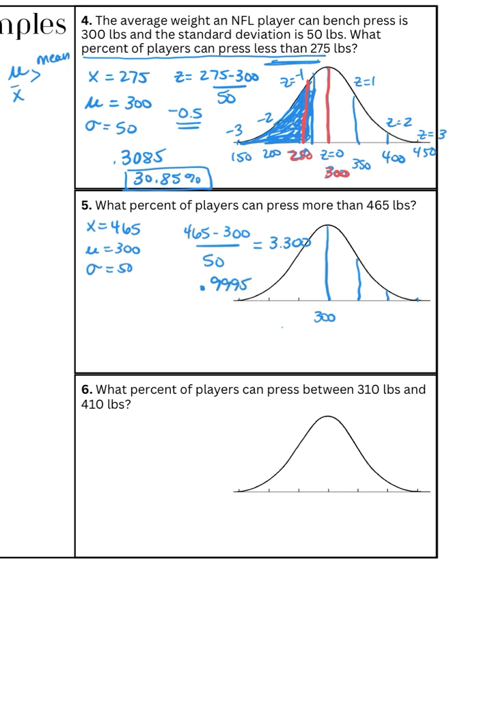Okay, but so that would say 99.95, and that's not right because I'm looking for this area right here, right? Because I want more than. So more than, remember, you have to subtract. So we're going to do 100 minus 99.95, or you could do 1 minus 0.9995. Either one is the same thing. So when I do that, I get 0.0005.